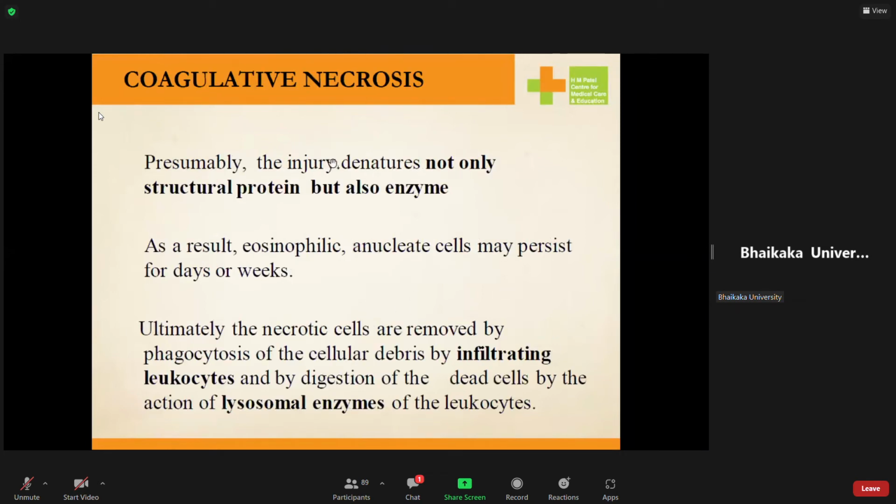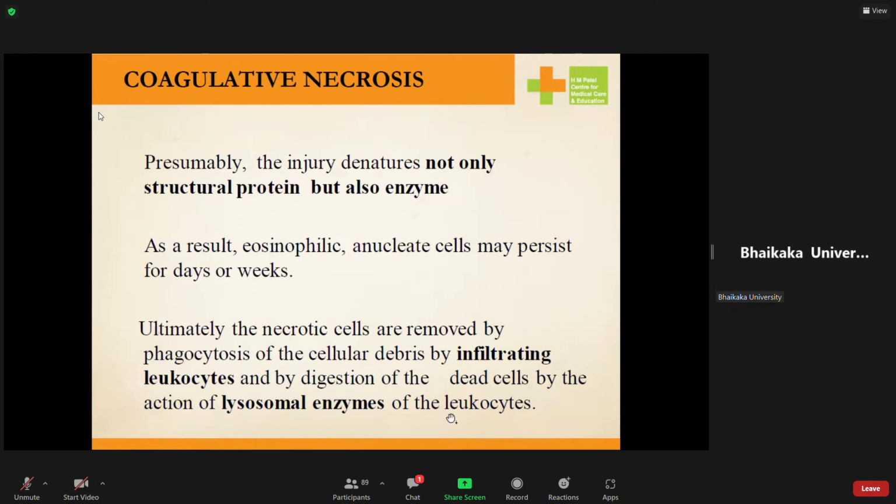Now what happens in that? The injury leads to the denaturation of the structural protein, but it also leads to the denaturation of the enzymatic protein. As a result, eosinophilic anucleate cells persist for several days. Okay. And ultimately the necrotic cells are removed by phagocytosis by the macrophages or the infiltrating leukocytes. And they can cause the digestion of the dead cells by the activity of the lysosomal enzymes of the leukocytes.